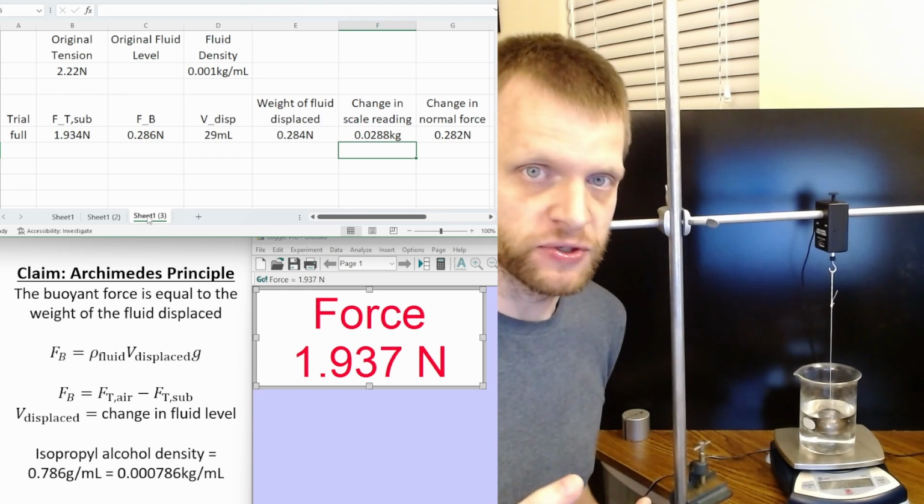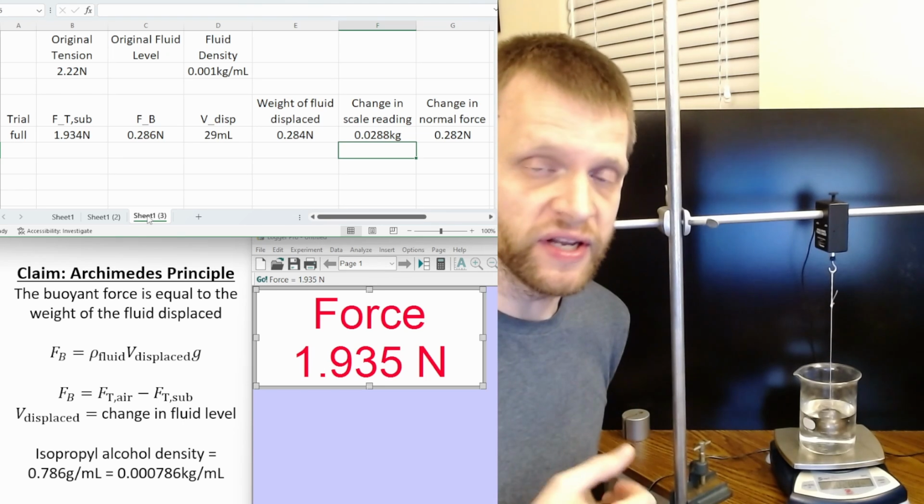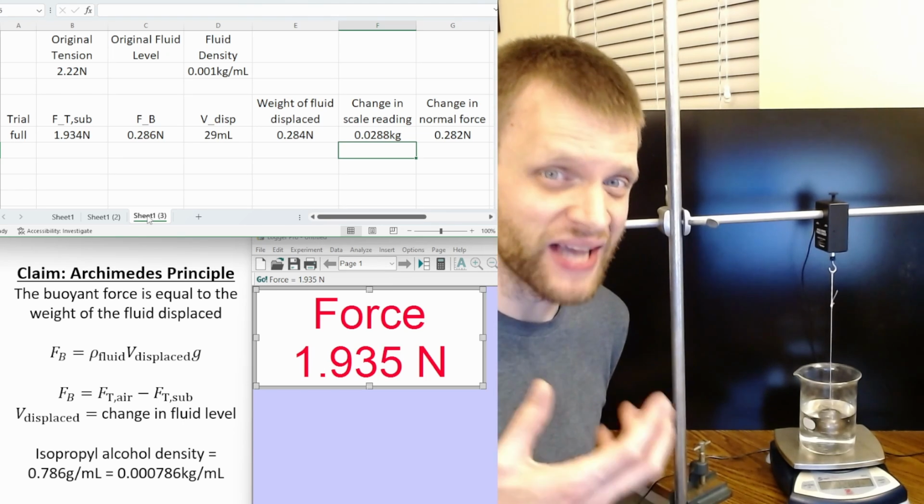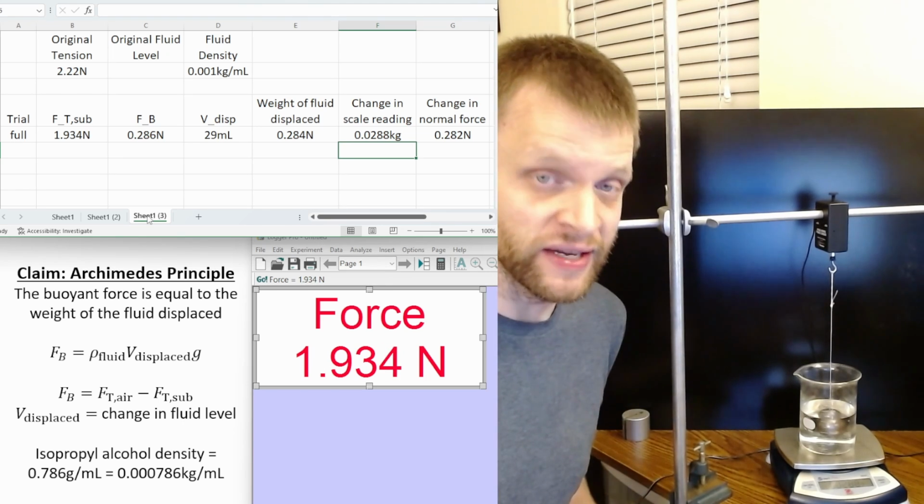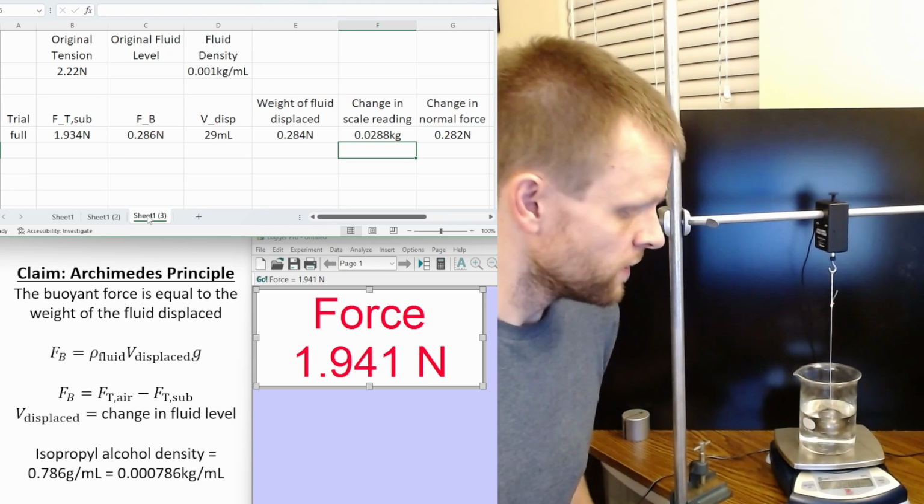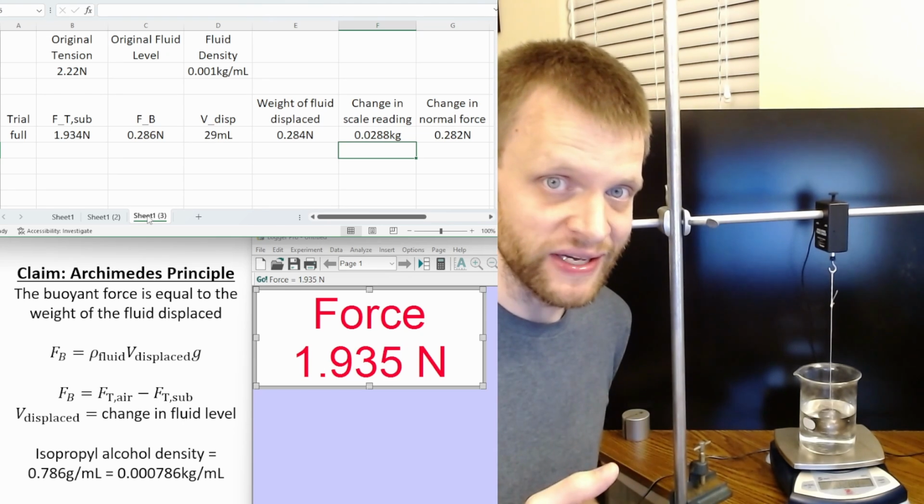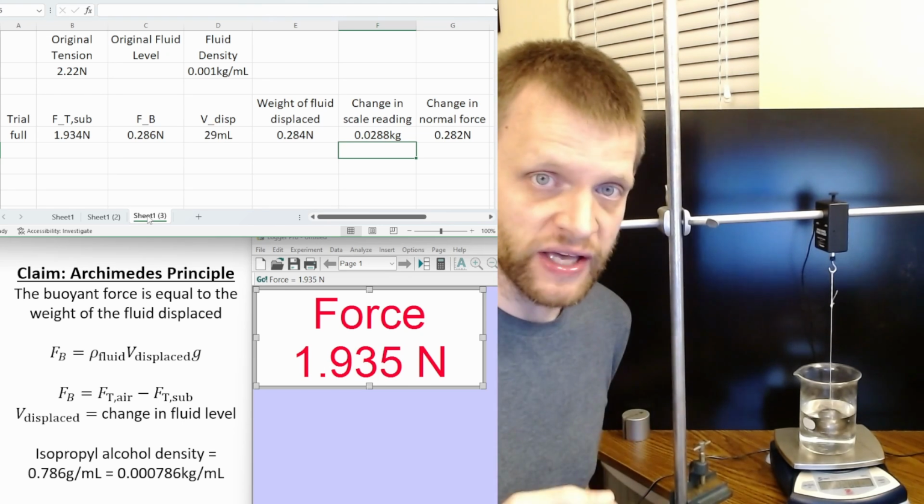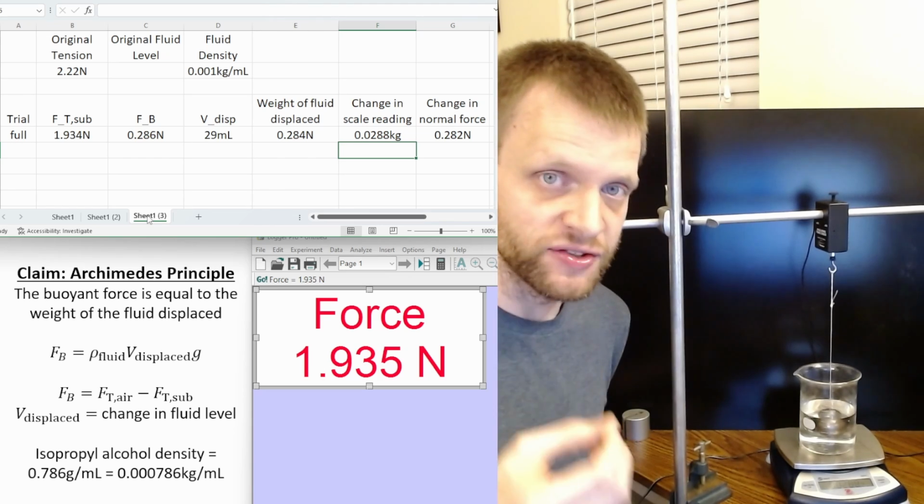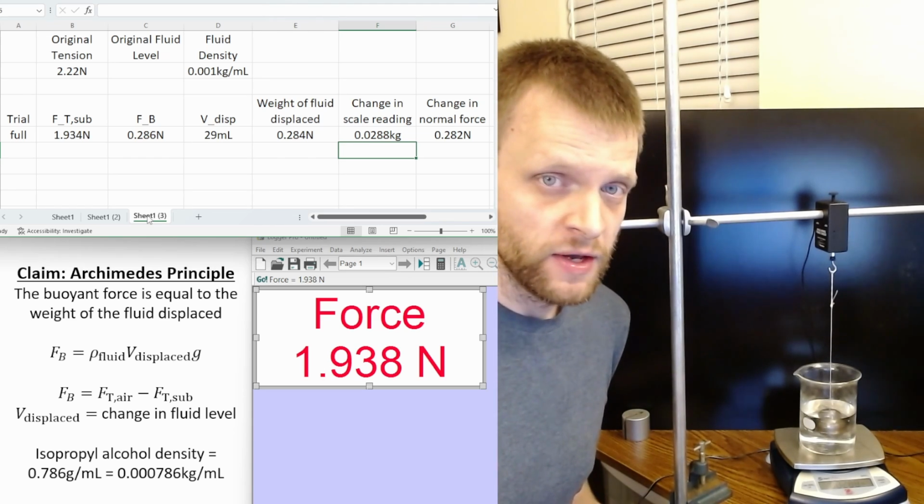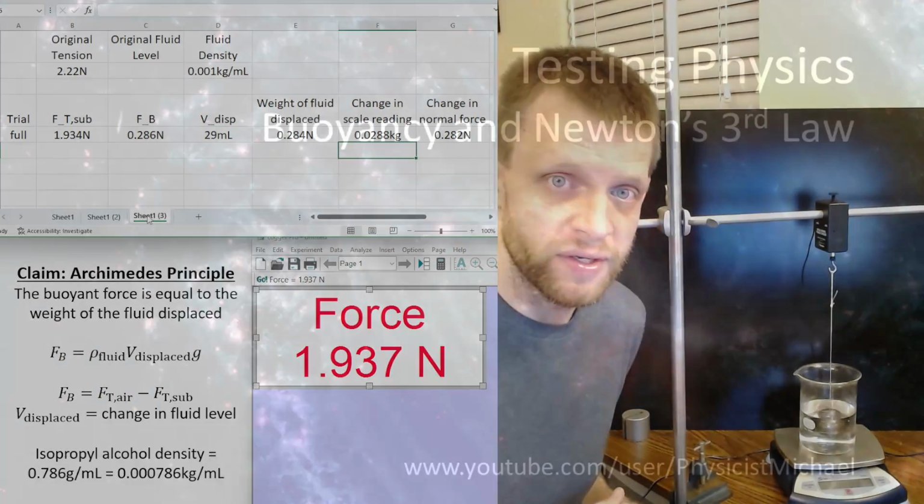If Archimedes' principle was not true, we wouldn't expect the numbers to match up this accurately, this consistently, under this many different cases. So this is what it looks like when you have a claim and now you're providing evidence for that claim. So that's where we'll leave this one today.